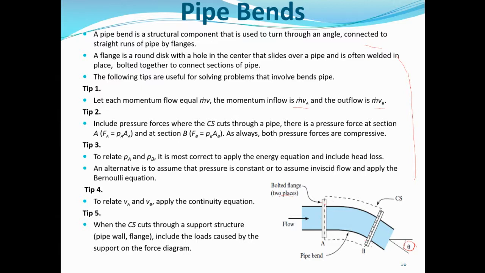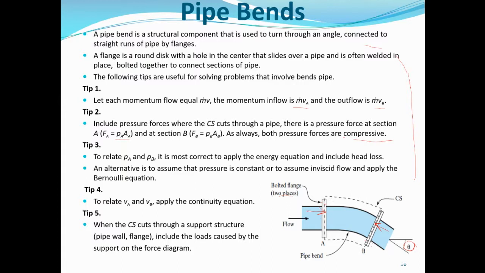So, momentum flow, and then you include pressure forces because you have fluid passing through. The forces where the control surface cuts through a pipe, that is a pressure force. This we did before when analyzing the pressure statics. There is a pressure force at each section, and the pressure force is the pressure times the area, but it will be at both sections. And remember, pressure is always compressive. So you have to show the pressure force is always pressing onto the sides, okay? Pressure is always compressive.